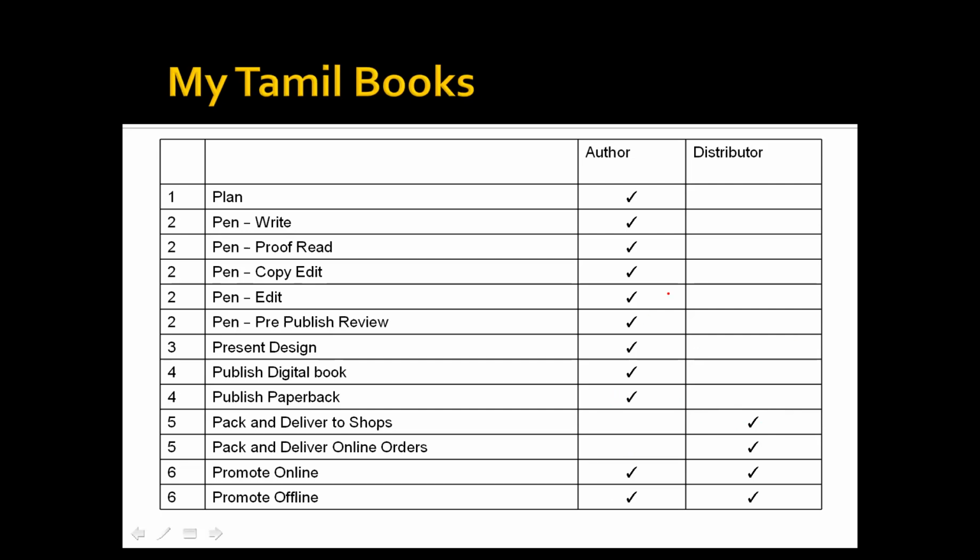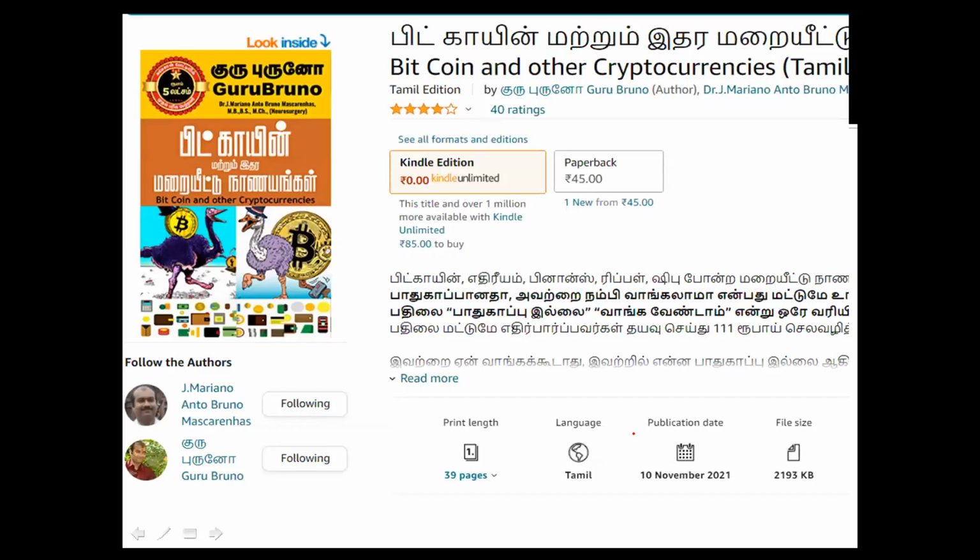For my Tamil books, I follow a different model. From planning to publishing, I do it. Then the distributor does the packing and delivering to the shops, and we both do the promotion. So if you are able to divide the steps of publishing into these steps and sub-steps, you can very easily bring out your book in 2 weeks.